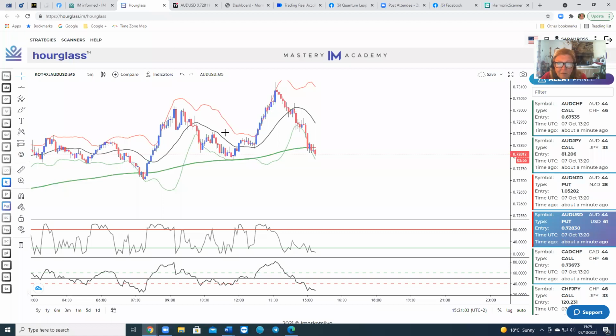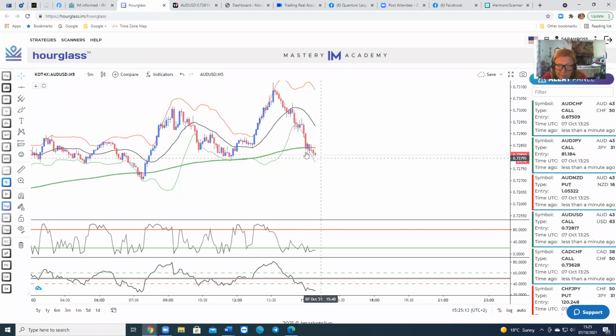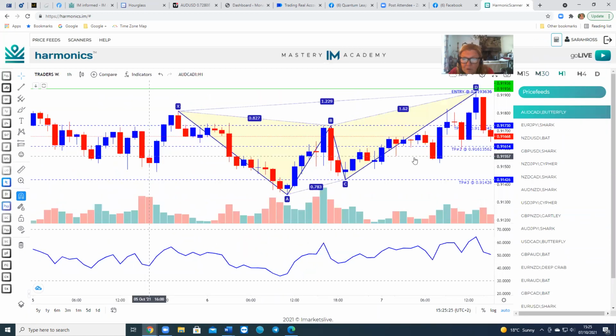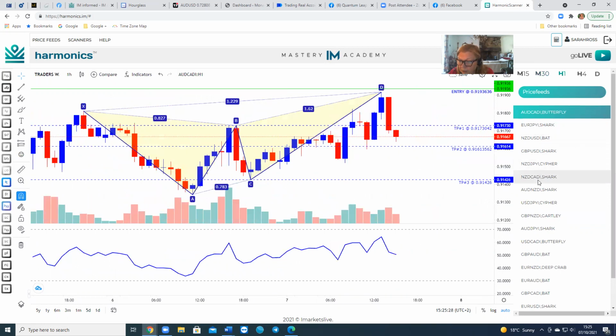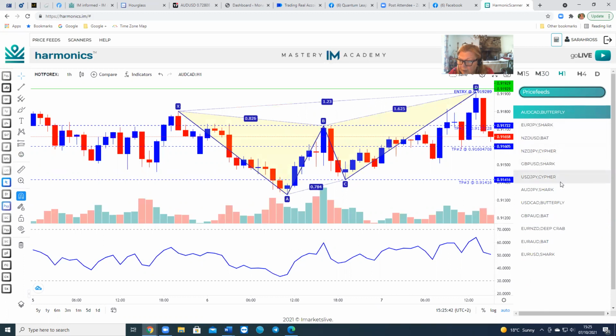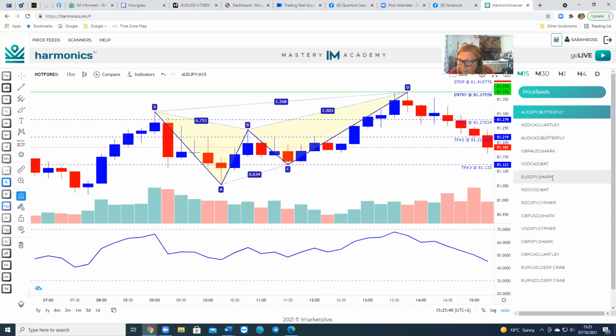Let's look at our hourglass. And that's what we're seeing at the moment. I don't know if the Harmonic scanner's got any scans on this. As I say, these are two different strategies. It just shows you the overall shape on the reversals in the market. Can't see anything. So we'll leave this at the moment.